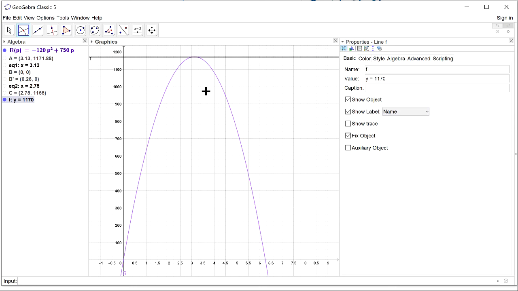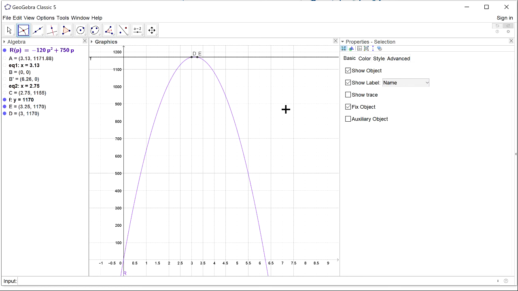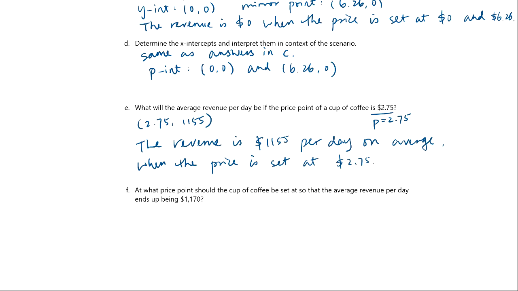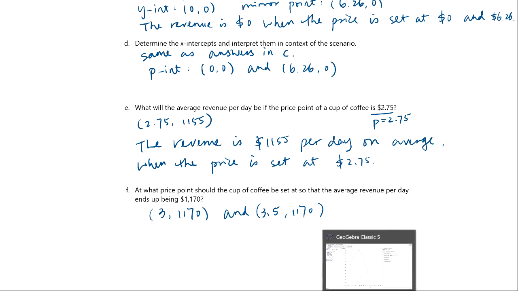And as we have this, we can again use the intersect function to find where they intersect over here on the 2 points, D and E. And they both have the revenue being 1,170. I'm going to go ahead and record these 2 points. And I believe these are the points we have, 3.25. These are the 2 points we have.